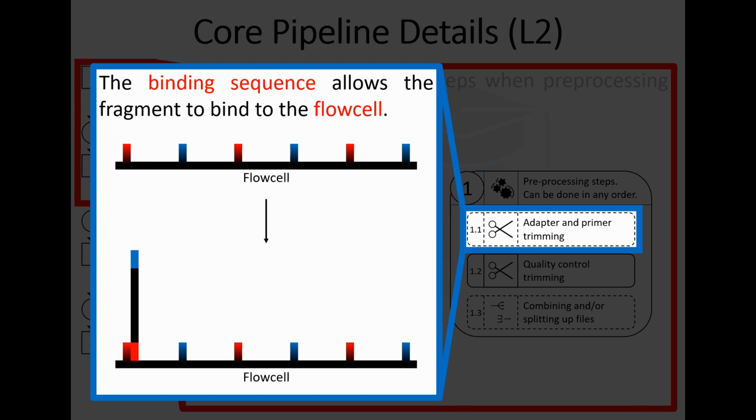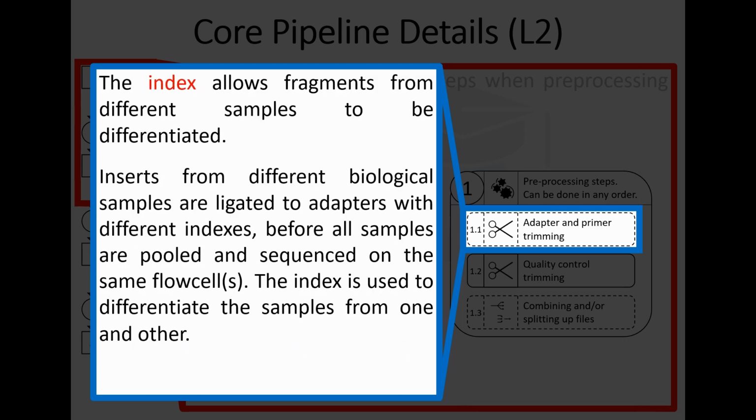This allows small clusters of genetically identical fragments to form on said surface. The index allows fragments from different samples to be differentiated. When sequencing multiple samples in a single run, the inserts from different biological samples are ligated to adapters with different indexes. All samples are then pooled and sequenced on the same flow cell or flow cells. The index allows the fragments to be differentiated from each other.